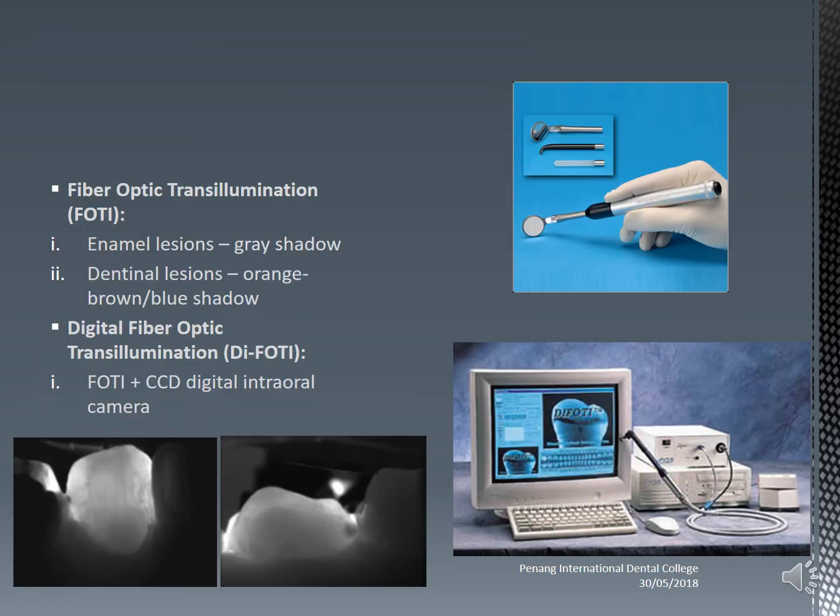So the first one is fiber optic transillumination. It's a probe-like device which can be used to detect dental caries, as well as any fracture lines present on the tooth which are not evident to the visual eye. In fiber optic transillumination, enamel lesions usually appear as a gray shadow, whereas dentinal lesions appear as an orange-brown or a blue shadow. If the fiber optic transillumination images are viewed on a computer screen, it is called digital fiber optic transillumination.